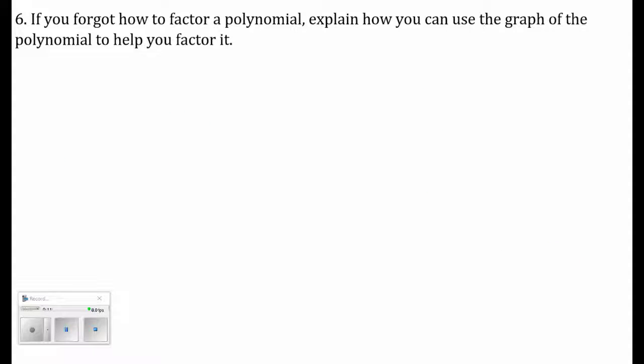Number 6, if you forgot how to factor a polynomial, explain how you can use the graph of the polynomial to help you factor it. Well, what we can do is graph the polynomial and look at its zeros, the x-intercepts. And then we can apply the factor zero theorem.